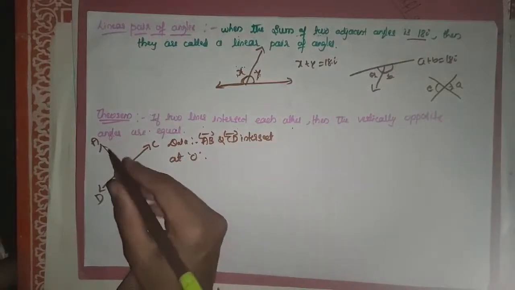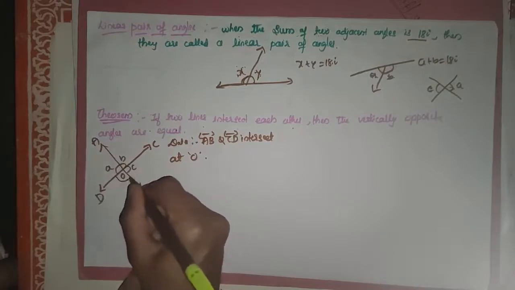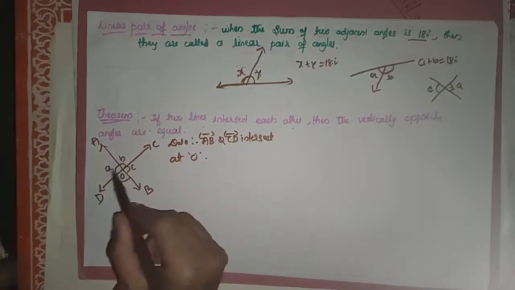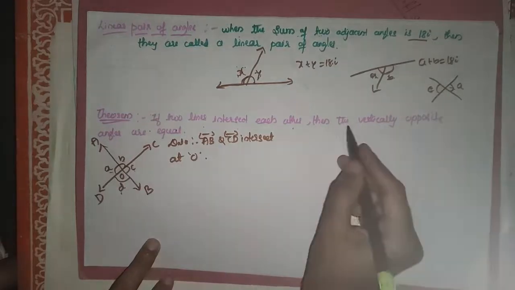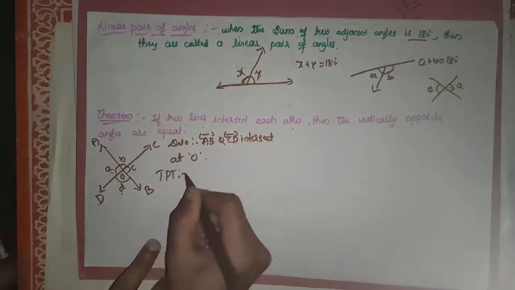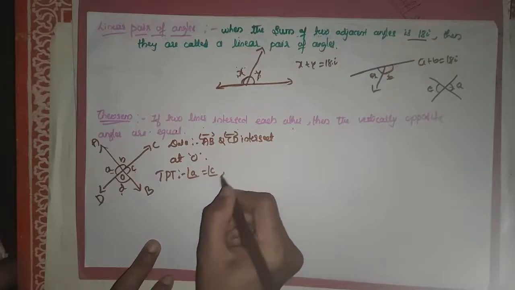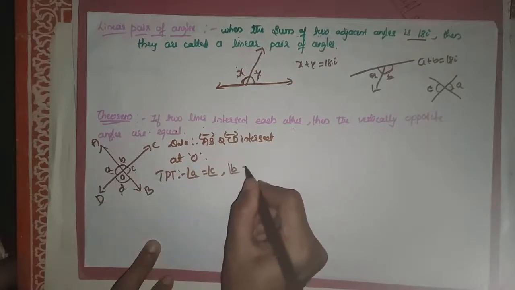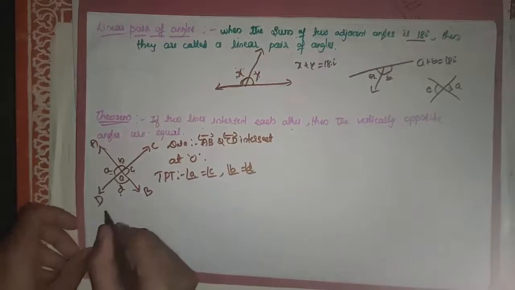So see, here I call the angles, this is A, this is B, C and this is D. Okay, here A and C are opposite, B and D are opposite. We need to prove opposite angles are equal. To prove that, we need to prove angle A equals angle C, then angle B equals angle D. We need to prove this one. Okay, so now here in this I take proof.